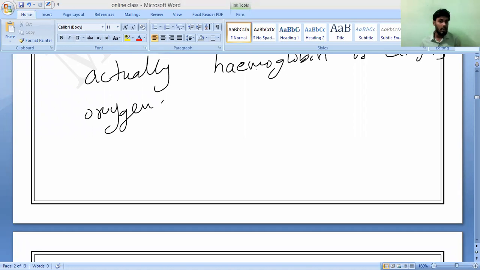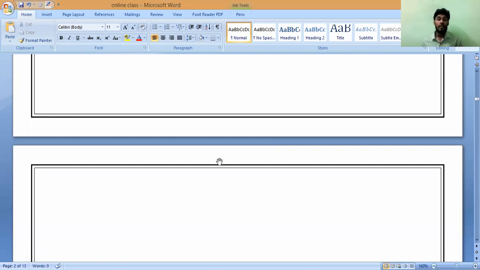If no respiration, what will happen? No release of energy. Correct or not? So if there is no release of energy, our body cannot be sustained. That is what is important. So the major function is carried out by RBC only. A very important function in our body is carrying oxygen from the lungs to every tissue. Hemoglobin is the one that carries oxygen from the lungs to every tissue of the body.